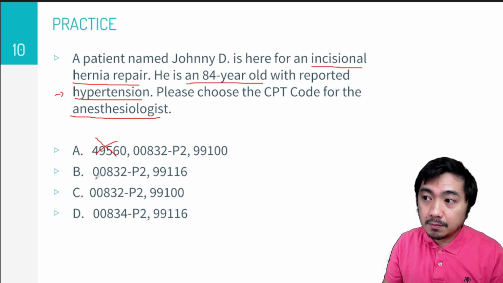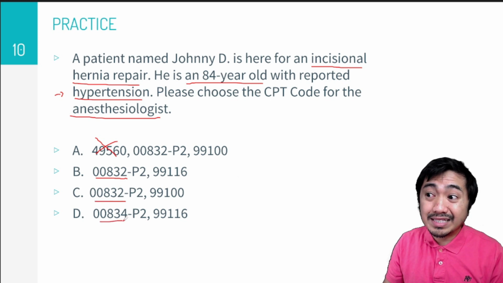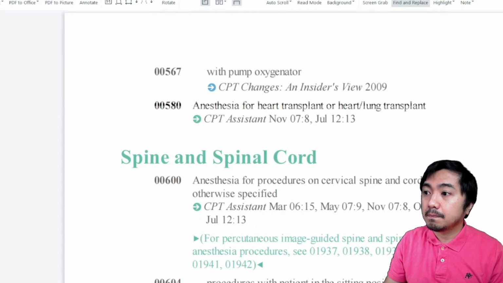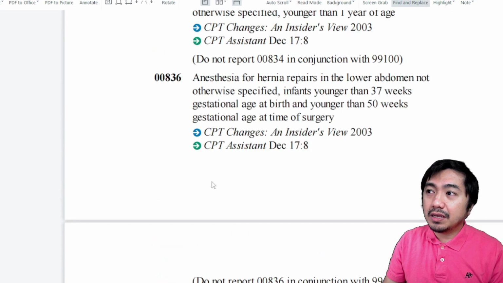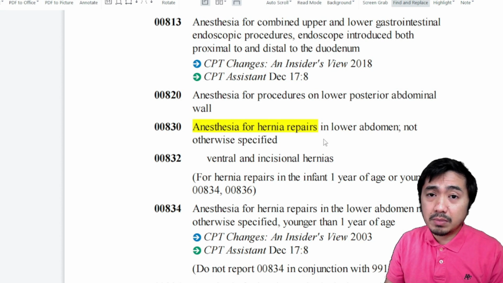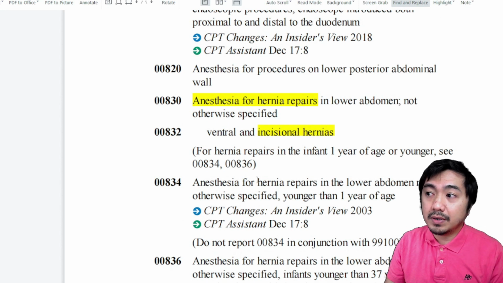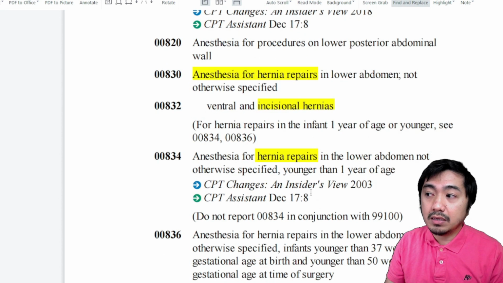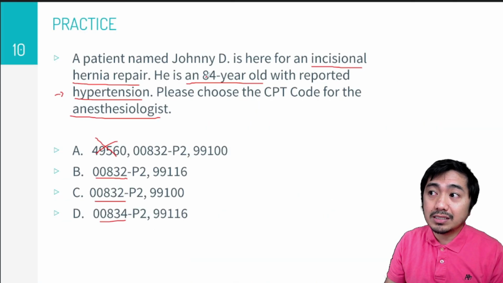Let's check the difference between 00832 and 00834. Your 00832 is your anesthesia procedure for hernia repairs. Yes, it's a hernia repair, but what type of hernia was repaired? It's mentioned incisional. So please take note about this. Versus your 00834, that's your anesthesia for hernia repairs as well. It's not specified here what type of hernia repair that would be. However, it's for younger than 1 year of age. And please take note that the patient is an 84-year-old patient. So we will also eliminate D.